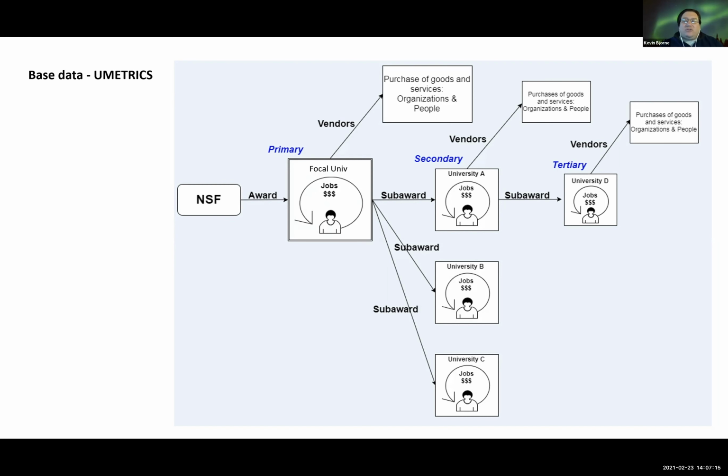So University A subcontracts a portion of the research out to University B, and we're able to track all of that information and compile it and put it together in some meaningful reports that allow a university then to discuss the impact of this scientific research that's being conducted.